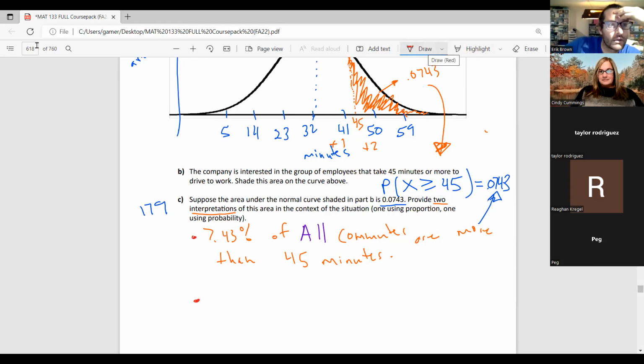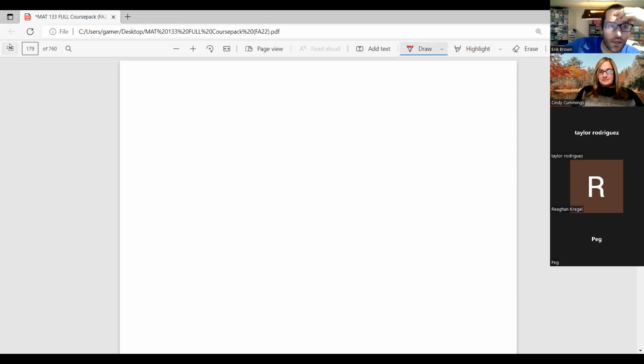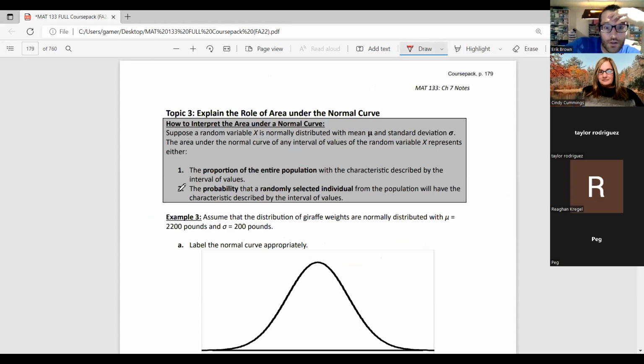Let's see, how about I not just make it up off the top of my head? How about I follow it? So the second one is the probability of randomly selecting one thing from the population, and they have that characteristic.